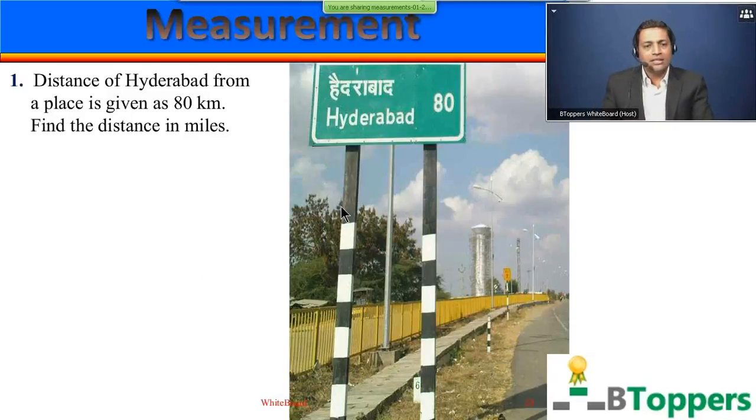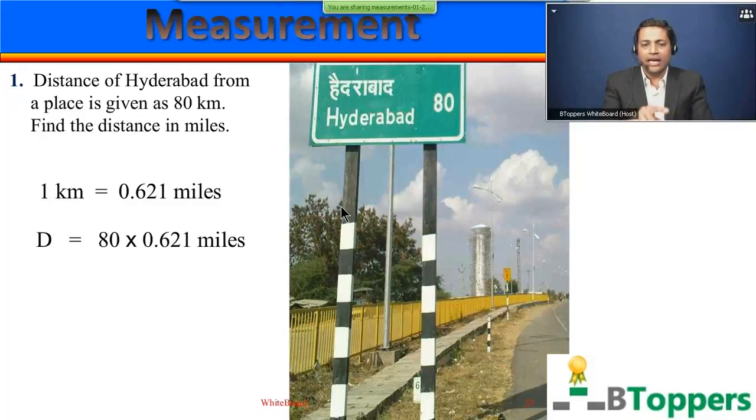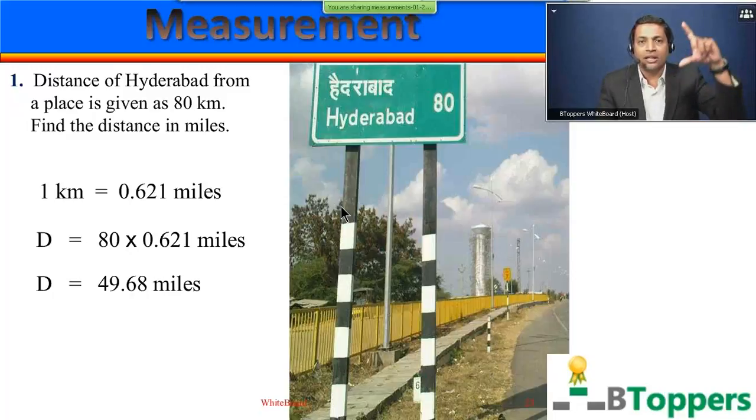The first example that we look at is that the distance of Hyderabad from a particular place is given as 80 kilometers, as you see on the signboard there. Then find this distance in miles. 1 kilometer is equal to 0.621 miles. So this is a very simple sum. If it is 80 kilometers, then it will be 80 into 0.621 miles, and the answer turns out to be 49.68 miles. See, kilometer is a smaller unit, therefore the number is 80. Mile is a larger unit, therefore the number is 49.68.